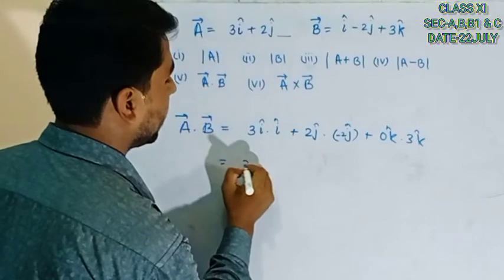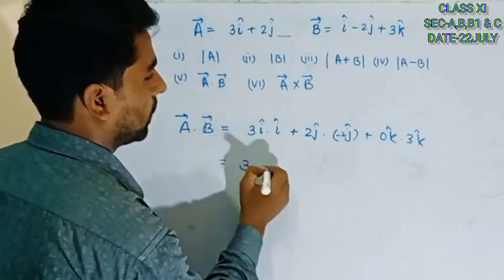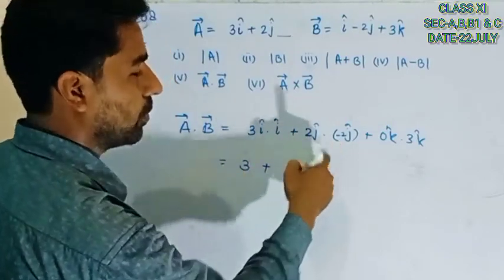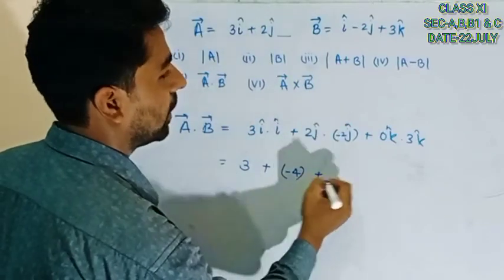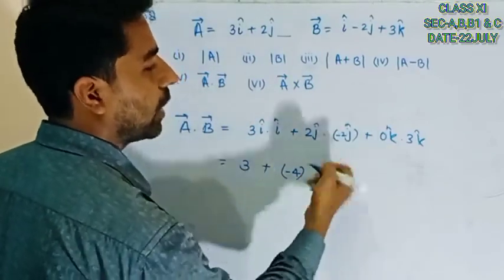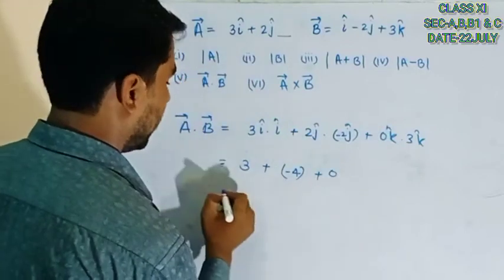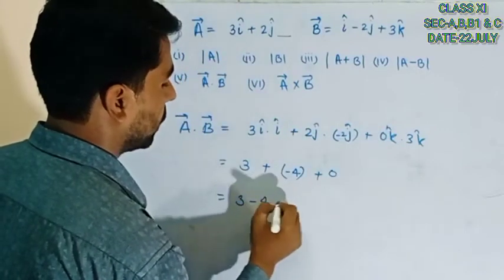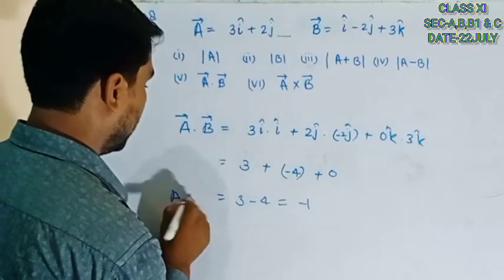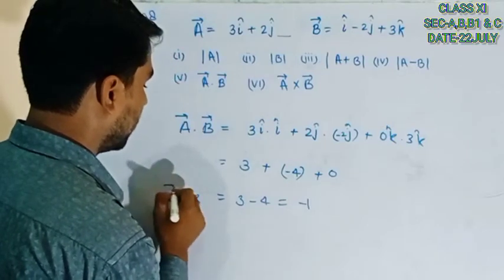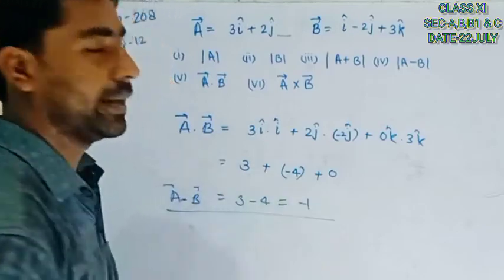So here what can we write? i dot i is 1, so 3 into 1, plus 2 into minus 2, minus 4. j dot j is 1, and 0 into 3 is 0, and k dot k is 1, so 0 here. So 3 minus 4, what are we getting? Minus 1. Vector A dot vector B, we have got minus 1.